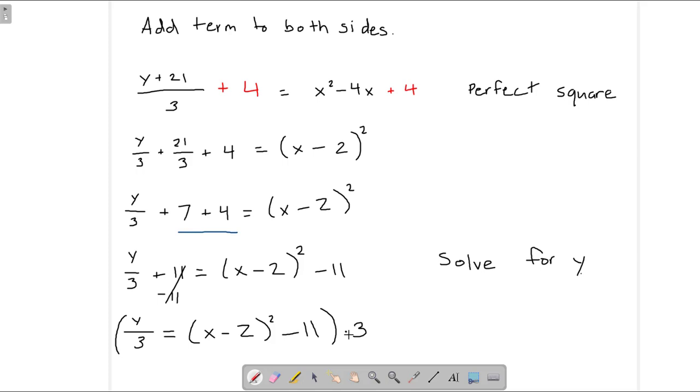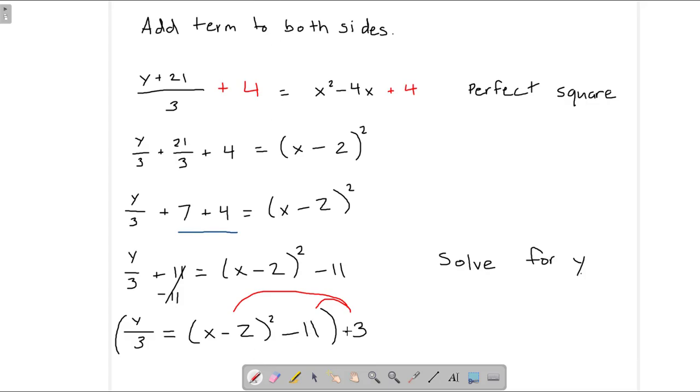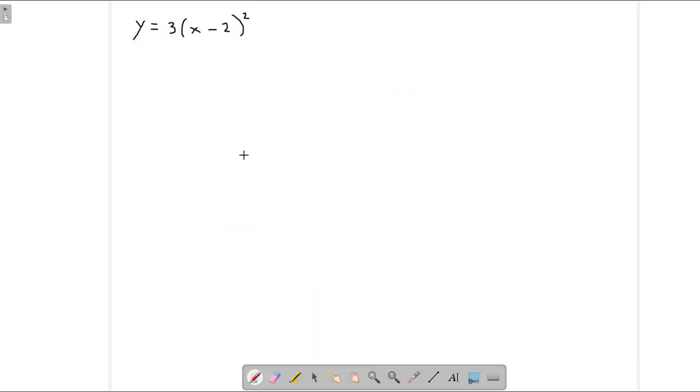So let me go to the next page. I had y over 3 multiplied by 3, so it cancels, so I just have y. My 3 has to distribute to both of these, okay? So make sure you're careful on that as well. So it'll go on the outside of my x minus 2 squared. And then minus 11 multiplied by 3. So it's going to give me minus 33. Okay, so this is standard form right here.